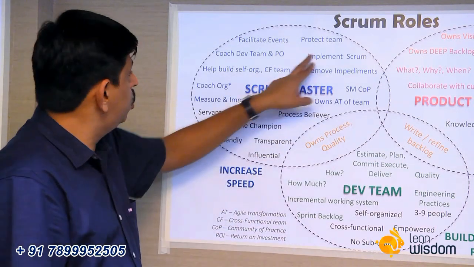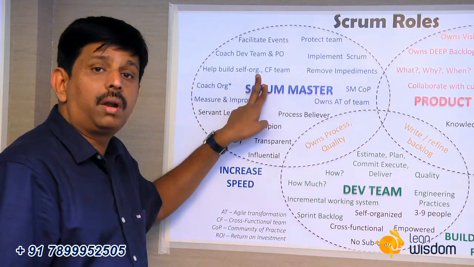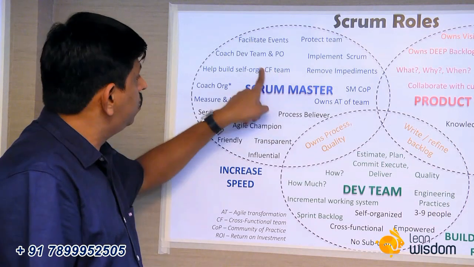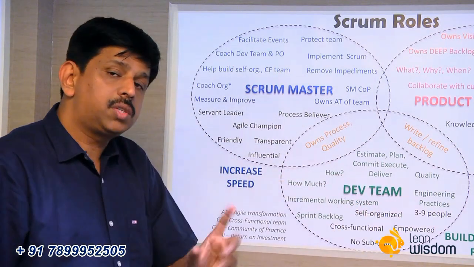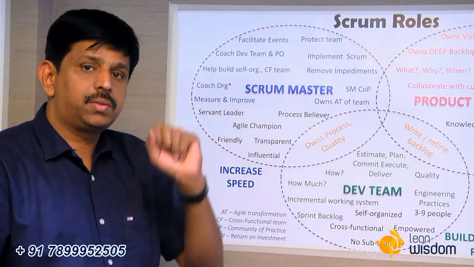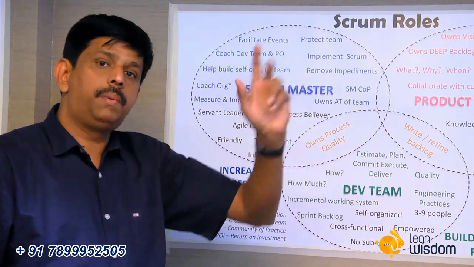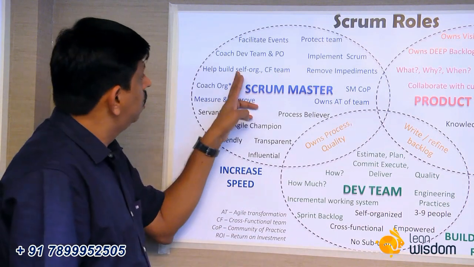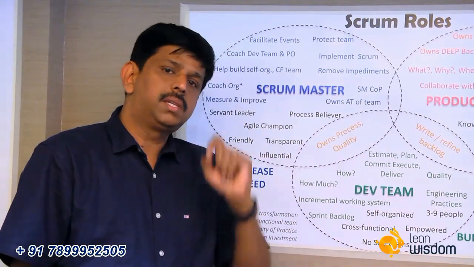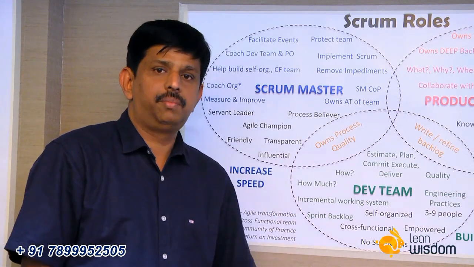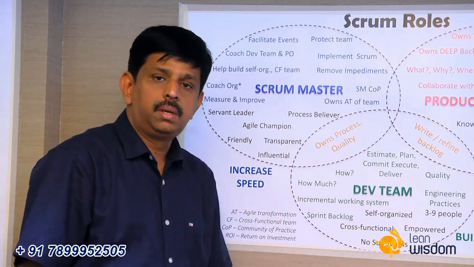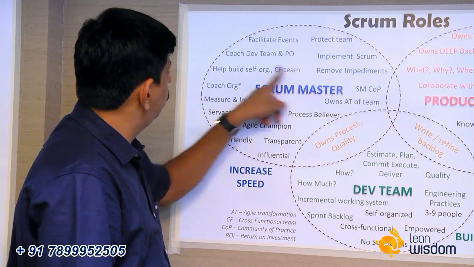Scrum Master should focus on building a self-organized cross-functional team. A cross-functional team is built by defining the people. But building cross-functional individuals within a cross-functional team, over a period of time, is a responsibility of a Scrum Master. Self-organized, how can the team be self-organized? They can be on their own in terms of making a commitment, in terms of executing, and so on. That's the responsibility of a Scrum Master.